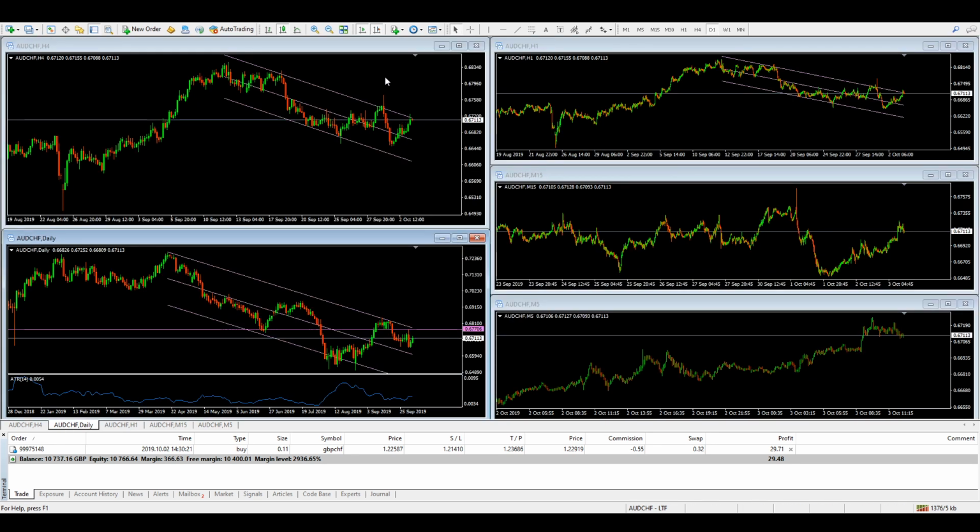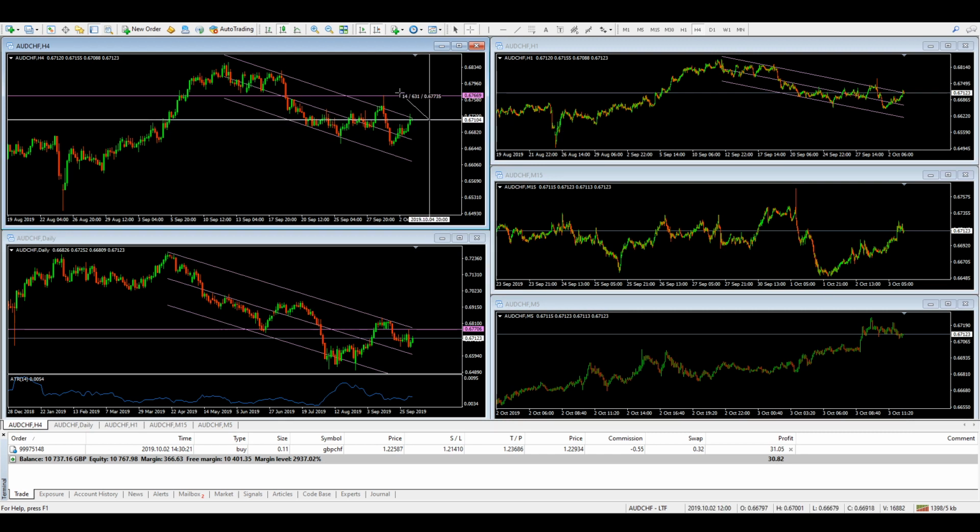So the 4 hourly, this lower high here is the same as this one here. So this is where we're looking to have our stop loss. So we're looking to have a stop loss above there. And the bearishness on both the 4 hourly and the hourly are looking reasonably good. So if I were to enter this, I'd be thinking a risk of somewhere between 0.5% to 1%.